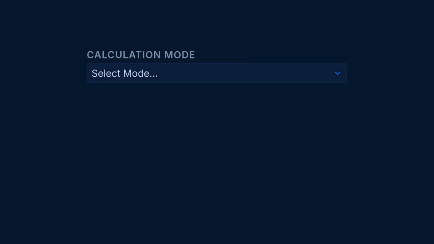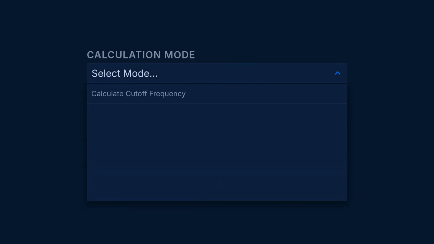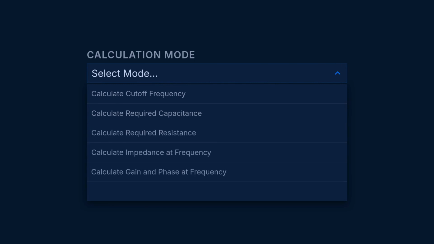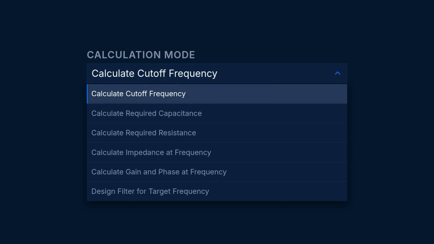This high-pass filter interactive calculator solves for various parameters in RC high-pass filter circuits. The calculator has a calculation mode dropdown with 6 options: calculate cutoff frequency, calculate required capacitance, calculate required resistance, calculate impedance at frequency, calculate gain and phase at frequency, and design filter for target frequency. For this demonstration, I'm selecting Calculate Cutoff Frequency.